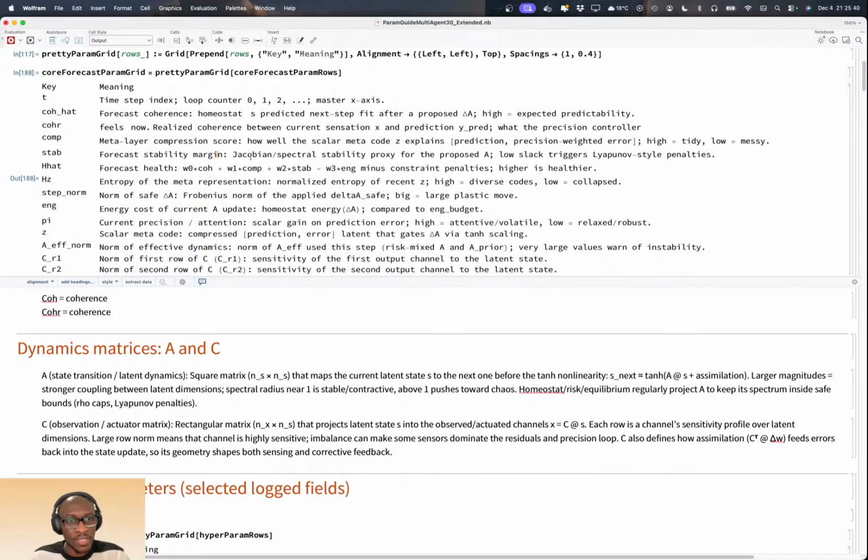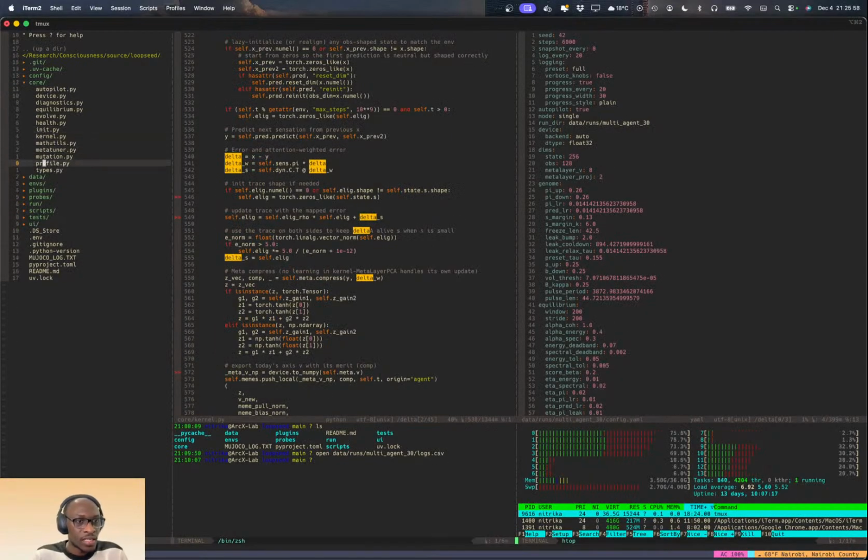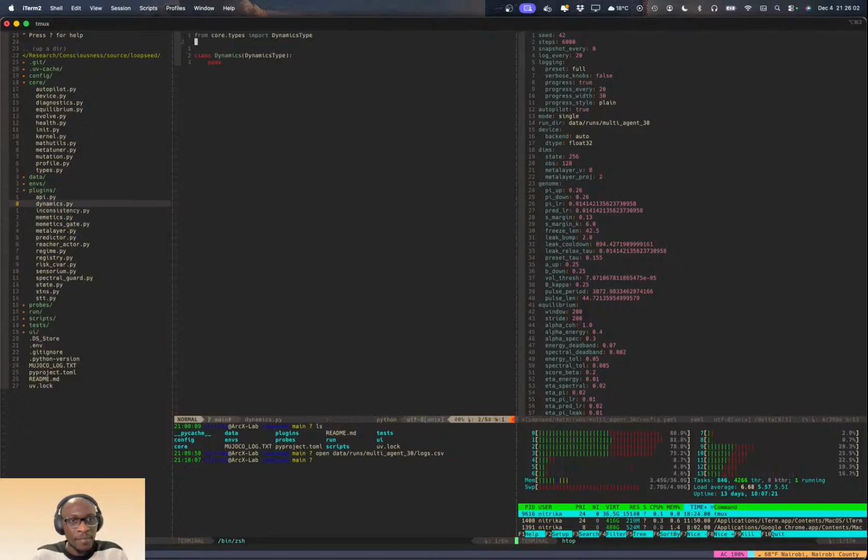We use the Jacobian as our spectral stability proxy for proposed A. So proposed A is the state of the environment, or the dynamics of the environment. Dynamics is what we call the environment. Think of the agent as a fish, and the environment as a box: you put a fish in a box, and then water into that box. The dynamics of the water that the fish is in depends on how the box looks. If you tilt the box, then the dynamics of the water changes.